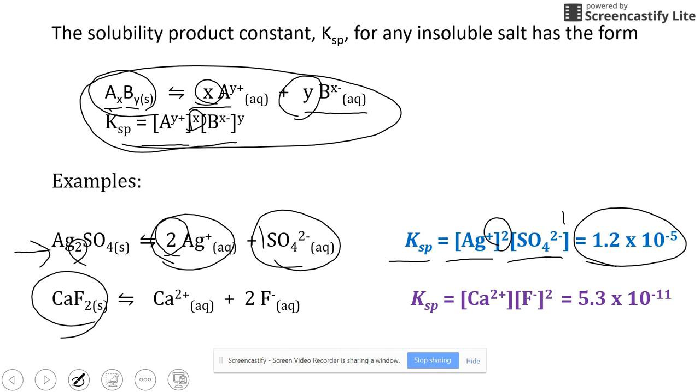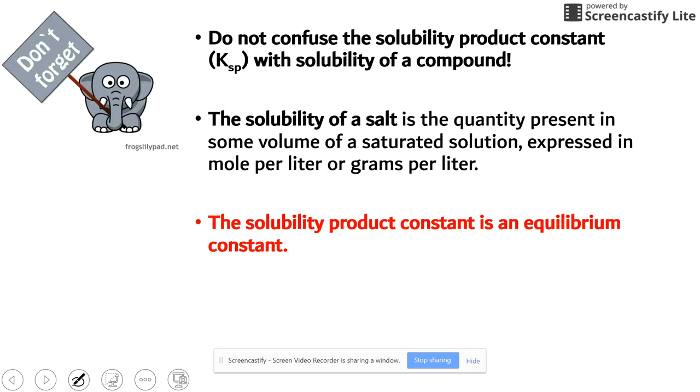Another example is calcium fluoride. This will give you one calcium cation and two fluoride ions. When you write the Ksp, it is going to be the concentration of calcium ion multiplied by the concentration of fluoride ion to the power of 2 because the coefficient is 2 here. At 25 degrees Celsius, the Ksp of calcium fluoride is equal to 5.3 times 10 to the negative 11.